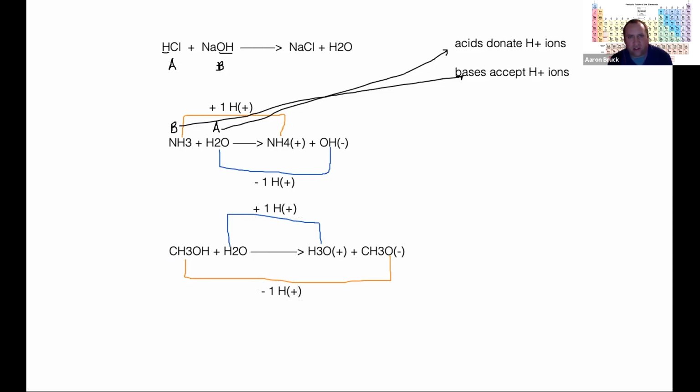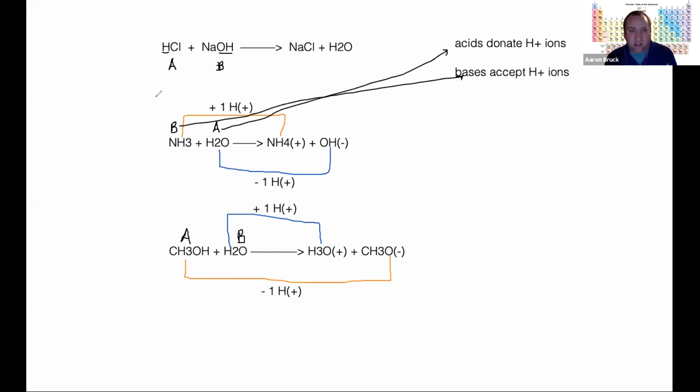So under our definitions, the loss of an H plus, the donation of an H plus, would make CH3OH an acid, and the gaining of an H plus would make the water a base. So this version of acid-base theory, Bronsted-Lowry acid-base theory, allows us to extend our definitions of acid and base beyond, does it have an H at the beginning or an OH at the end? Is it ionic looking or is it not ionic looking?